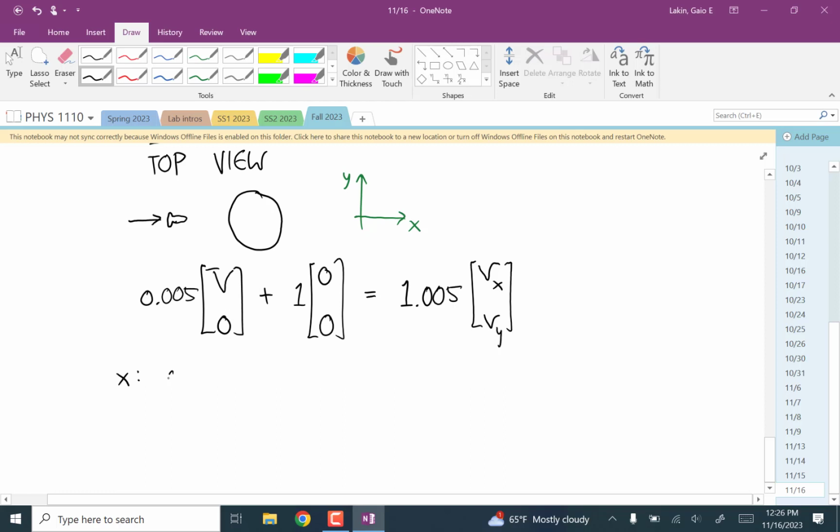The x equation says 0.005 V plus 0 is equal to 1.005 vx. And so the x component of the velocity after the collision, let's see.